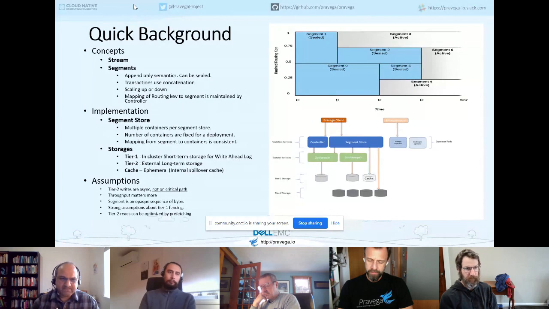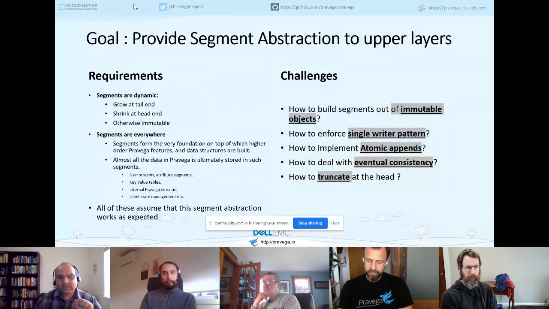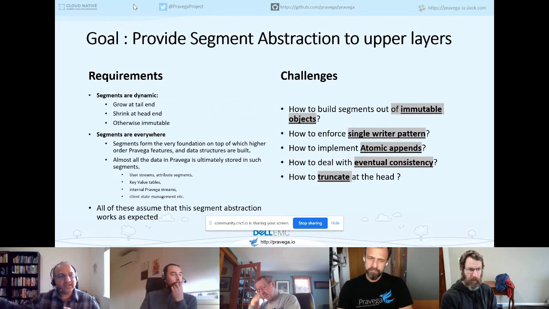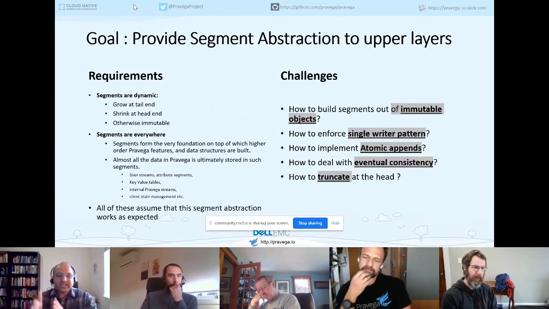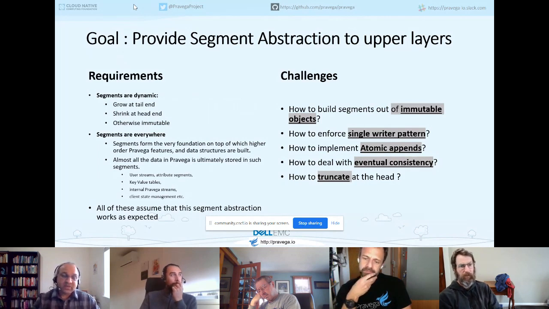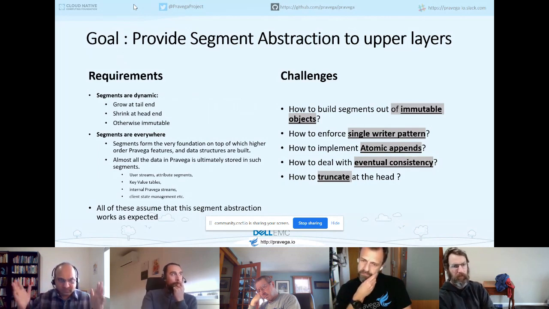So with this background, here is the goal. Here is the purpose why we need SLTS. The goal of SLTS is to provide segment abstraction to the upper layers. Like I said, segments are dynamic. They grow at the end, so we keep on appending the data, and they shrink at the head end. So we keep on truncating them at the head end. But otherwise, once written, that sequence of bytes is immutable.